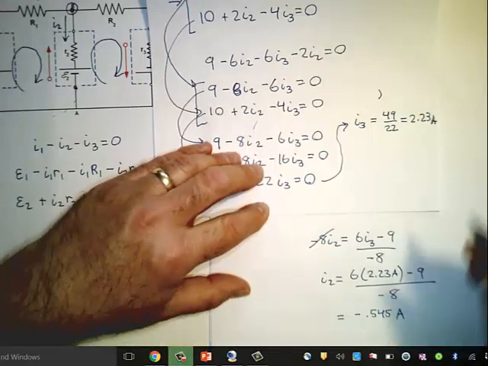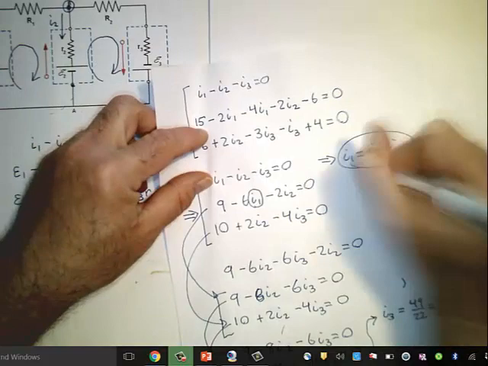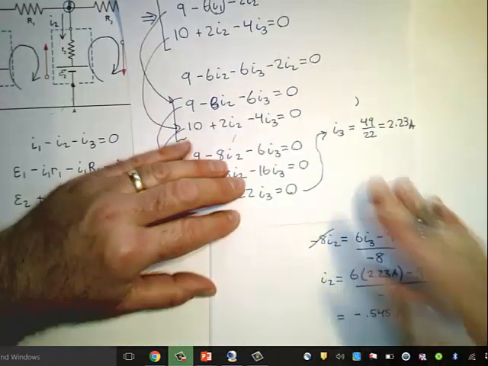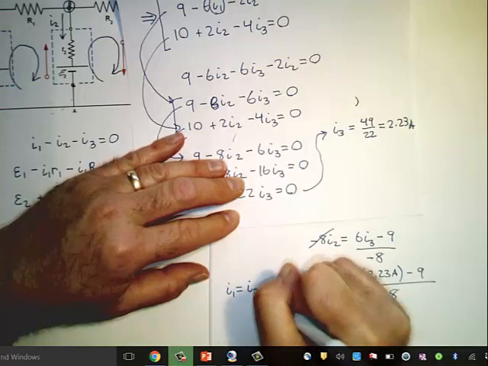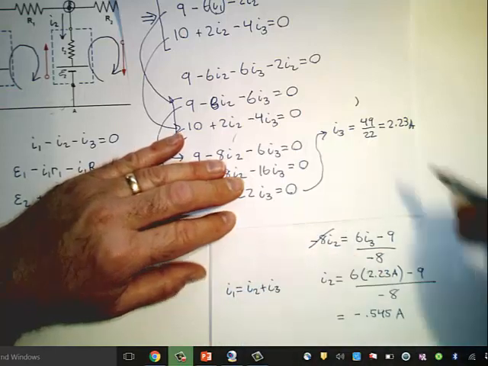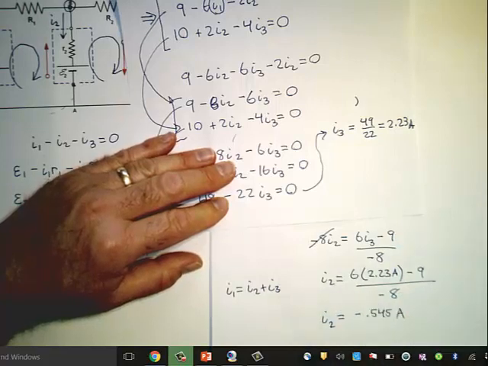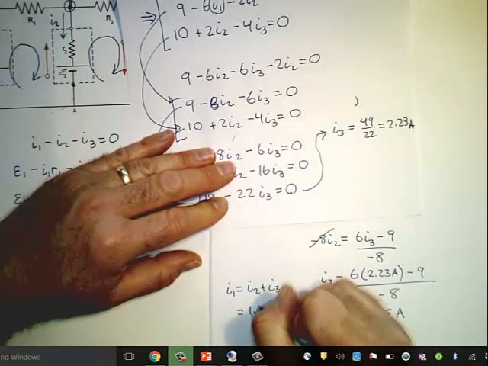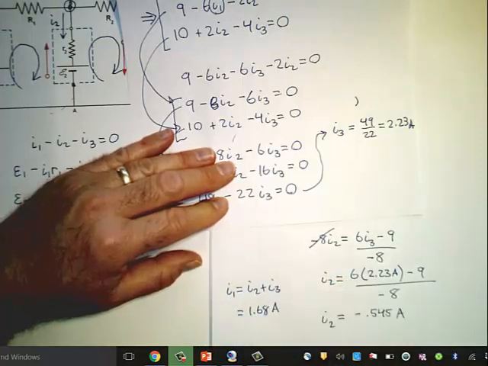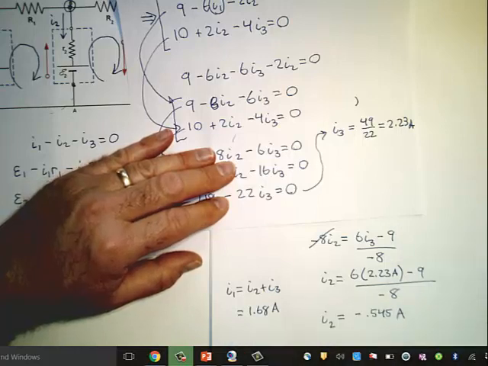And then lastly, I think we could jump right up here and come up with a value for I1. I1 is just I2 plus I3. Since we know what I3 is and we know what I2 is, we add them up and we get 1.68. And we've got this thing solved. We know the currents through each of the branches.